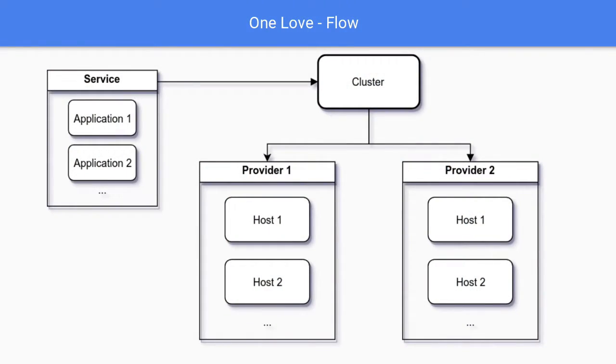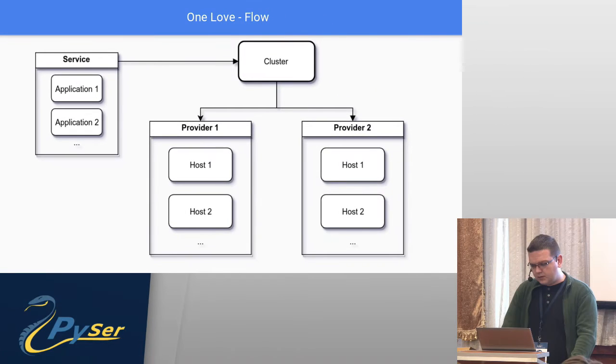On this slide, we have the flow of the OneLove software. On the right side of the slide, you have services, and services consist of multiple applications. On the top you have a cluster, and in that cluster you have all your services and applications that you want to run. At the bottom are your providers, for example, Amazon Web Services or DigitalOcean. And when you have defined all your services and applications and put them in the cluster, OneLove will provision and deploy everything to your hosts on the providers.